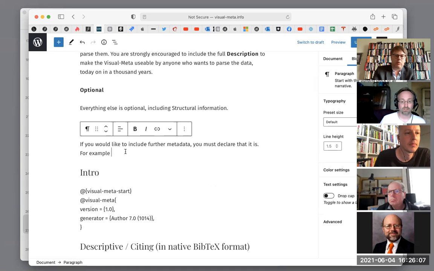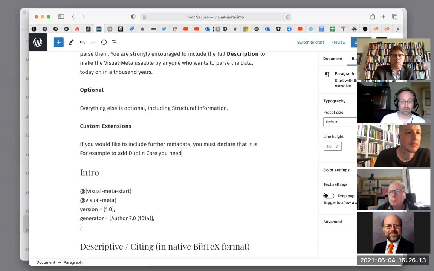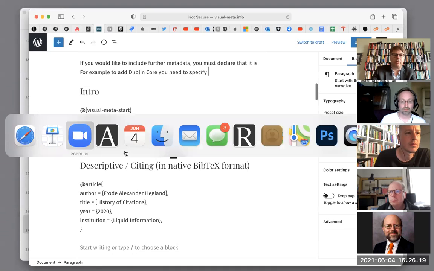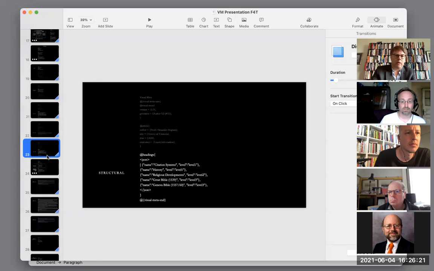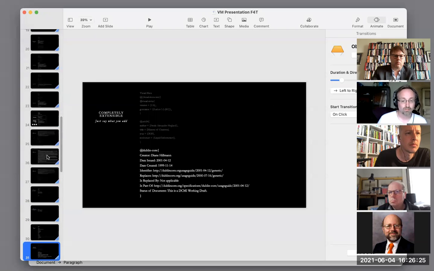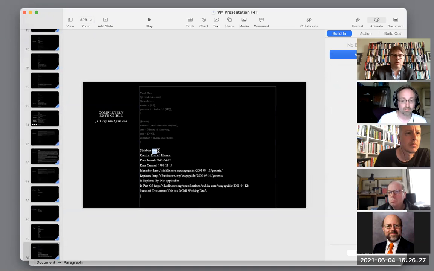For example, to add Dublin Core. This is like the easiest example. Dublin Core is, did I have that in here? Yeah.